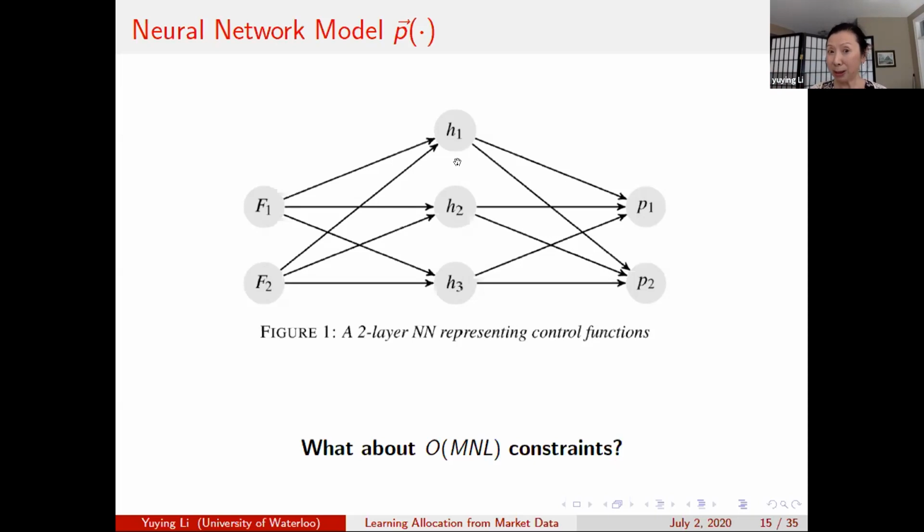And my optimization problem, in terms of the number of optimization variables, is just the number of those arrows connecting all of them. It's just the number of weights, right? All right, so that's my neural network control model. Okay, what do I do about the constraints? How do you handle this large number of constraints?